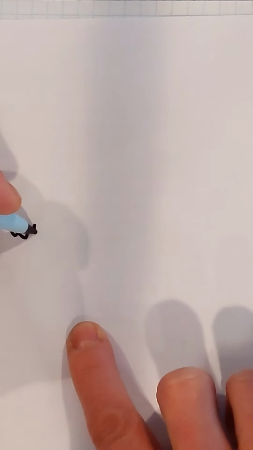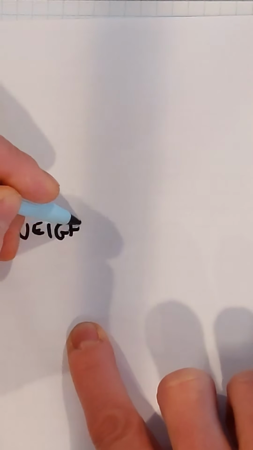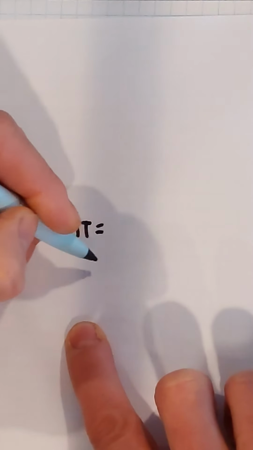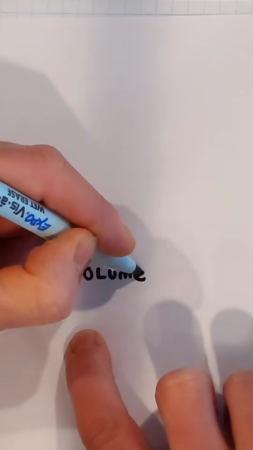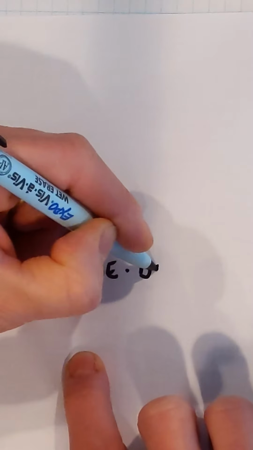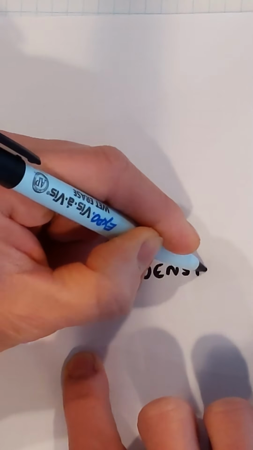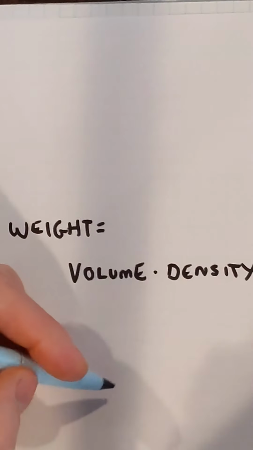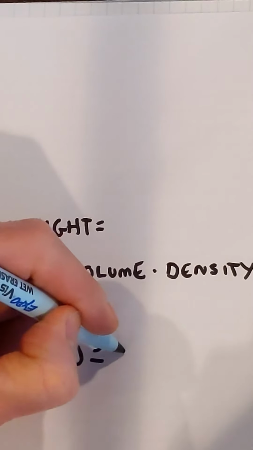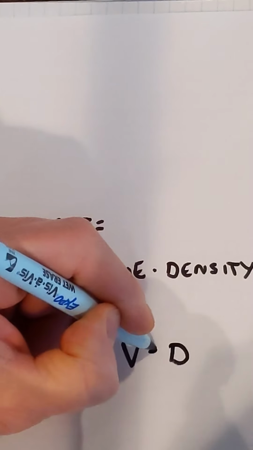Okay, some people needed some help on density questions. There's really one key thing you need to remember with the density questions: weight equals volume times density. So just think W equals volume times density. This is what you need.